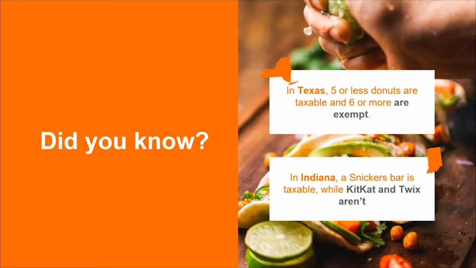All right. I love the wacky tax facts in sales and use tax. I just have to scratch my head and wonder what's the thinking behind that. And one of my favorite things in life is donuts. I love eating donuts. So in Texas, 5 or less donuts are taxable and 6 or more are exempt. The thinking behind that is that if it's 5 or less, it's for immediate consumption. And if it's 6 or more, it's for home consumption.